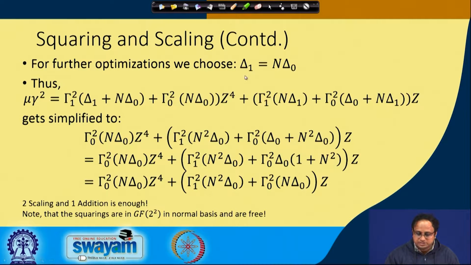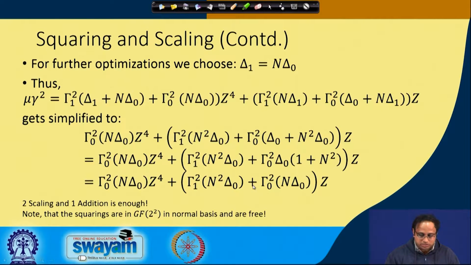Now note that since delta 1 is equal to n delta 0 and I plug it over here, I get n squared delta 0. If I take delta 0 common from here, I will have 1 plus n squared, and note that n squared plus n plus 1 is equal to 0, and therefore I can substitute 1 plus n squared with n. So this is my final form. Note that if I want to do this computation, I have to do two scaling operations. One is a scaling with n. Scaling means multiplication with a constant in the lower field, and another one is a scaling with n squared. So these are my two scaling operations that I need to do, and I have to do one addition here, and that's enough.